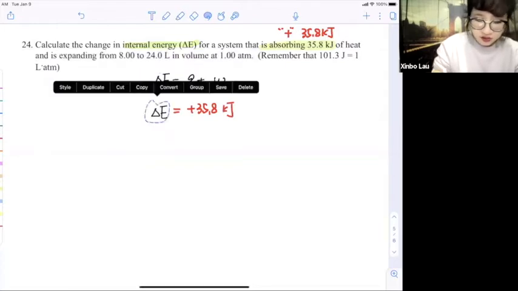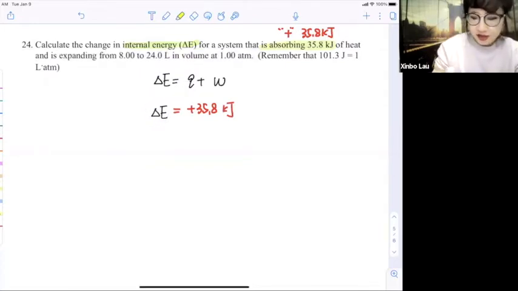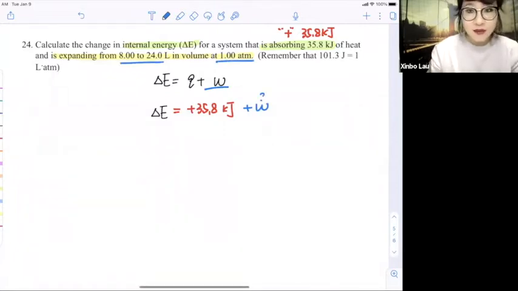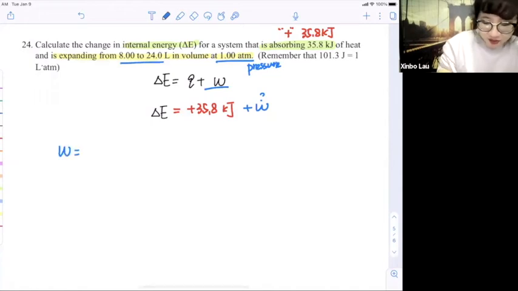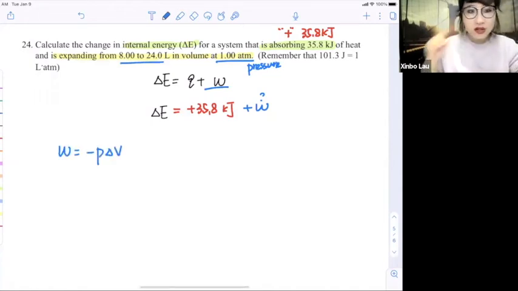Do we know some information about work? It's saying it's expanding from 8 to 24 liters in volume at 1 atm. I don't get the work directly, but can I calculate it? I know the volume change and the atm, which is a pressure unit. So it's talking about gas, and pressure is an important property. So work equals negative P delta V. I can use that equation to help me.